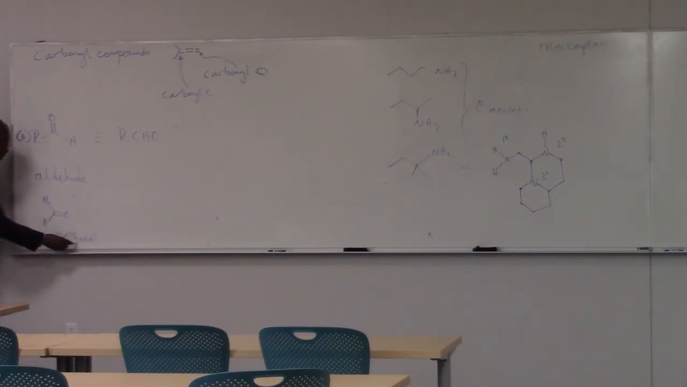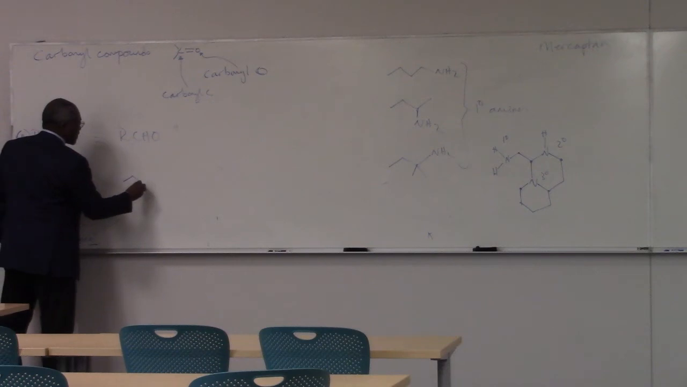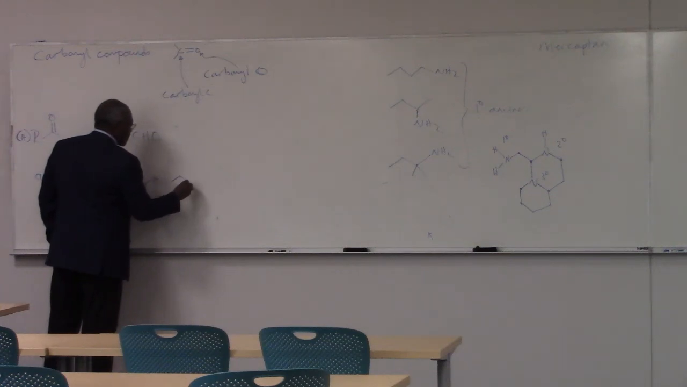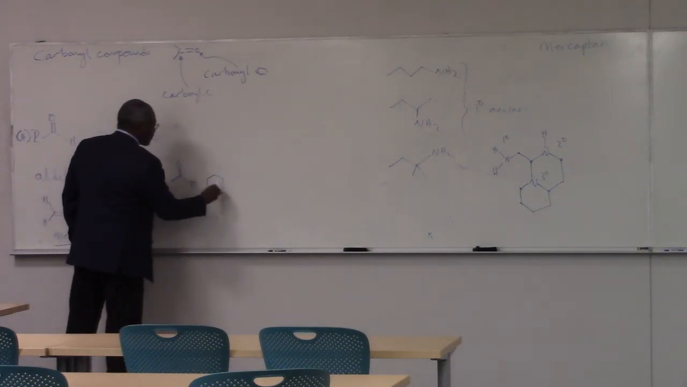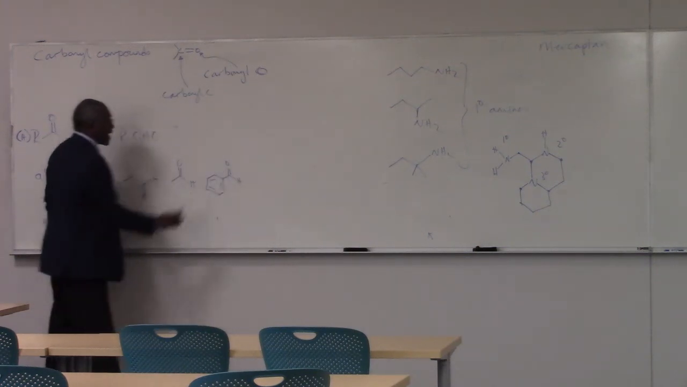See, meth implies one carbon. Al implies it's an aldehyde. Aldehyde. So examples of aldehydes might be this. That's an aldehyde. That's an aldehyde. This is an aldehyde. So all of those are examples of aldehydes.